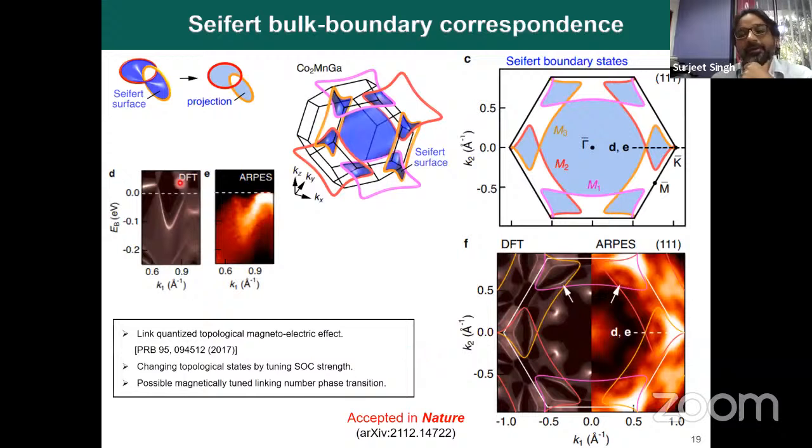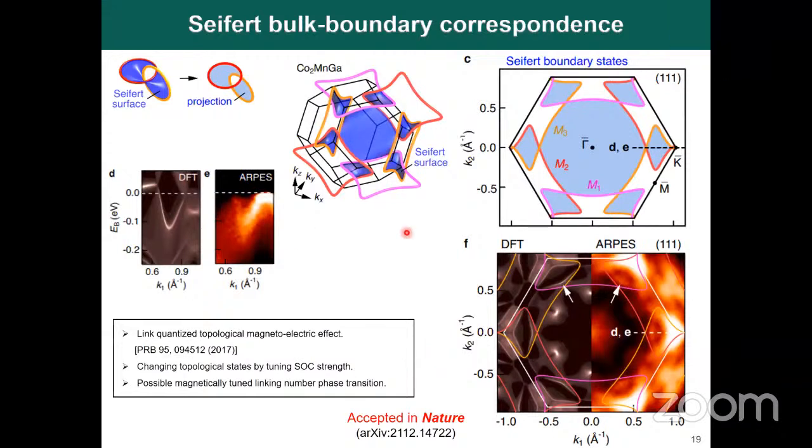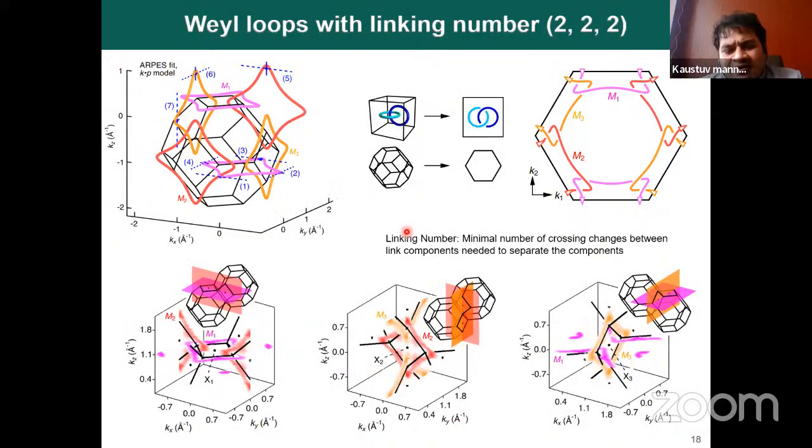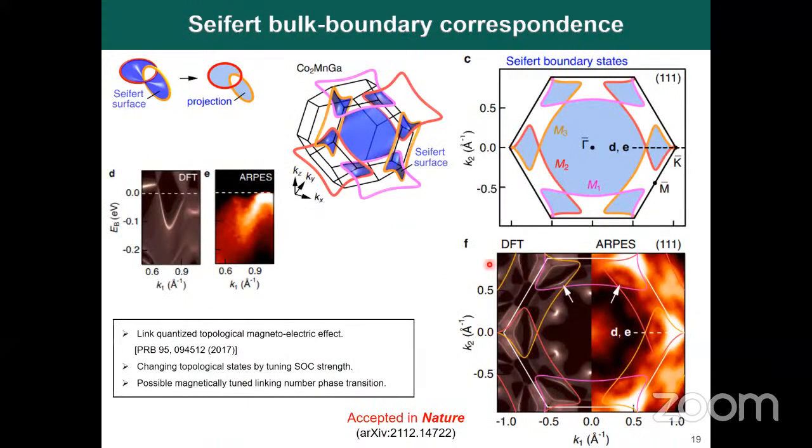Okay, Swapnil, very quick. Okay, I just have a simple question. The Weyl loop that you're showing, usually the Weyl points come with polarity. So what is the polarity distribution across the loop? Do you mean chirality? Sorry, yeah, chirality, not polarity.